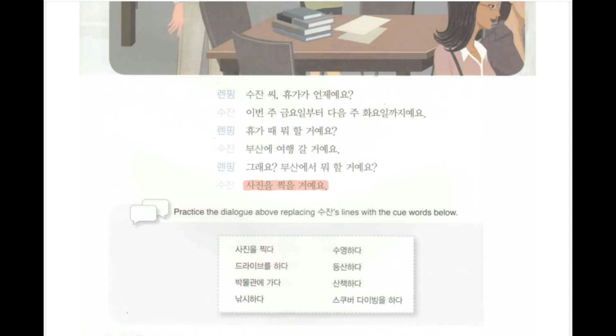좋습니다. The last time, last one. 드라이브를 하다 해볼까요? 제가 랜핑입니다. 여러분이 수잔이에요.